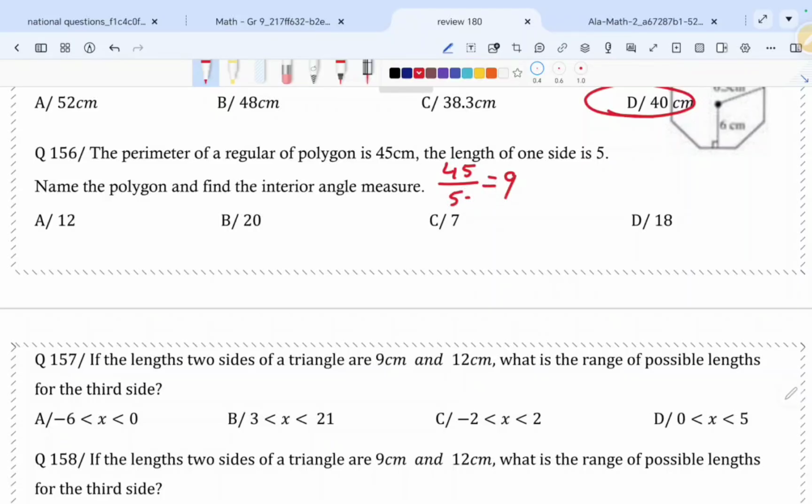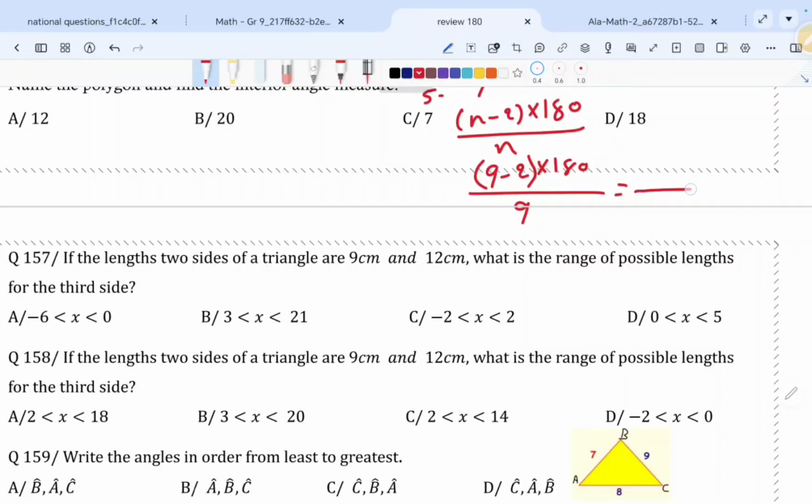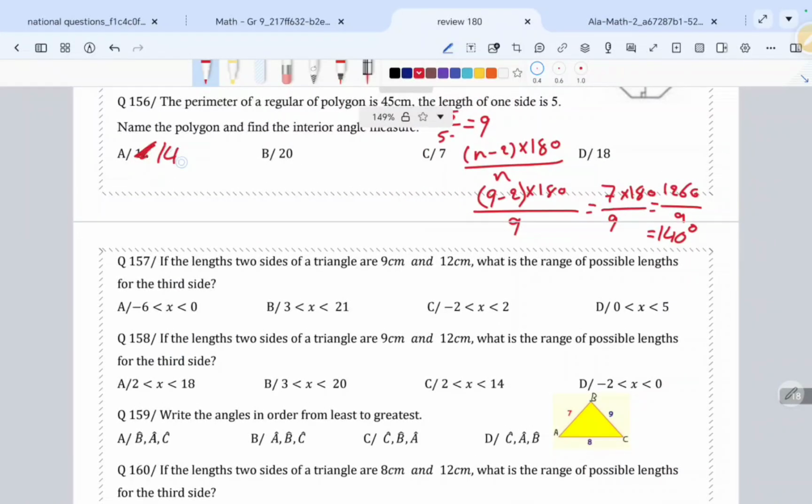Okay, now we have the rule: (n minus 2) times 180 over n. n is what? 9. So, (9 minus 2) times 180 over 9. 9 minus 2 is equal to what? 7. 7 times 180 over 9, which is equal to 1260 over 9. When you divide it, the answer is 140 degrees. So this one is 140 degrees.